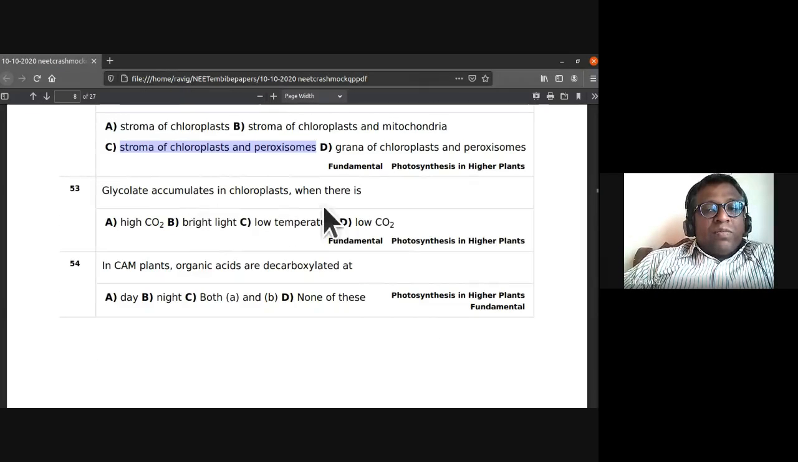Glycolate accumulates in chloroplast when there is high carbon dioxide, bright light, low temperature, or low carbon dioxide. When does glycolate accumulate in chloroplast? When there is low carbon dioxide and high oxygen. So the answer is low carbon dioxide.